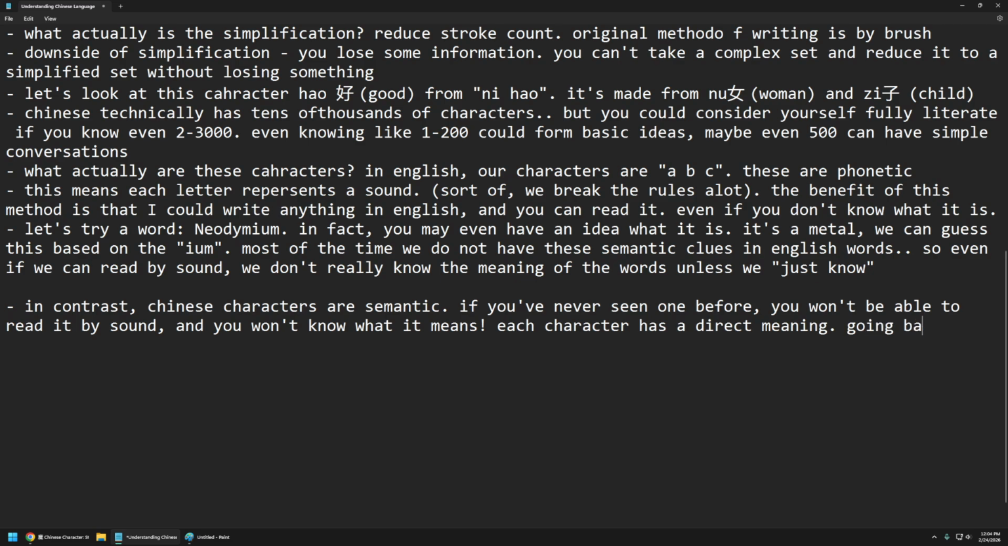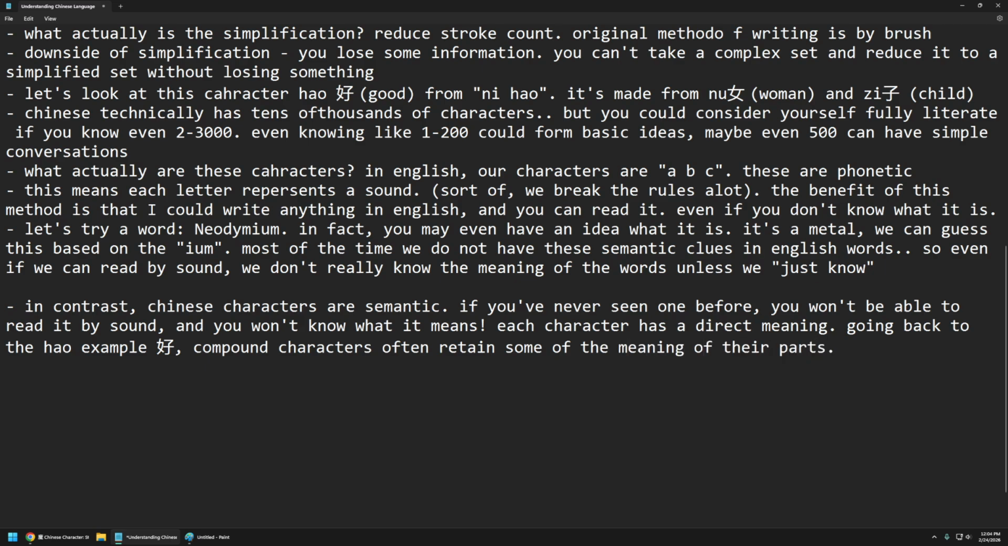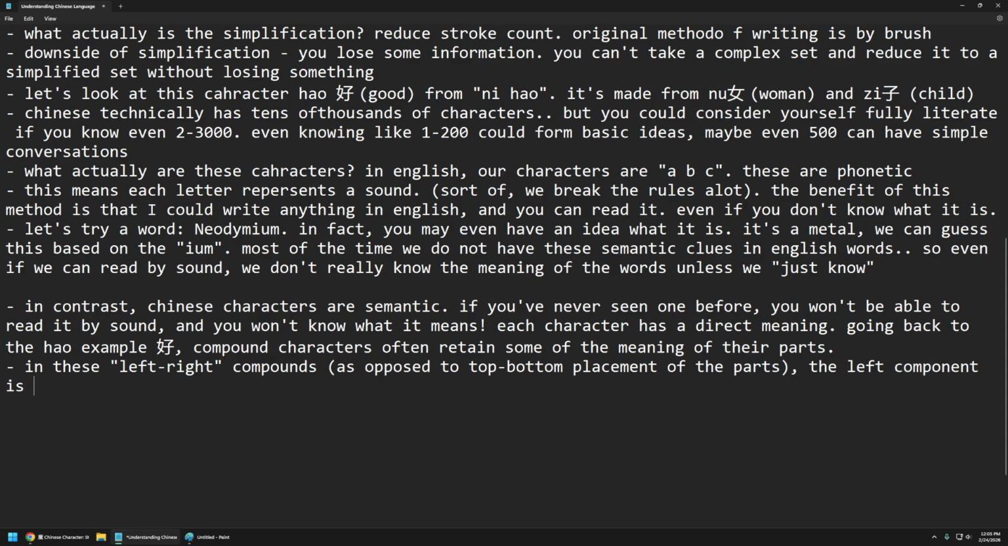So going back to the "hao" example, this one here. Compound characters often retain some of the meaning of their parts, in these left-right compounds, as opposed to top-bottom placement of the parts. So we can see these two characters side by side, left and right. The left component is typically tied to the meaning.